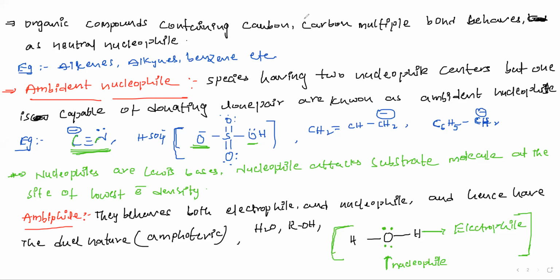What is the difference between amphiphile and ambident? Ambident means the species having two nucleophiles.